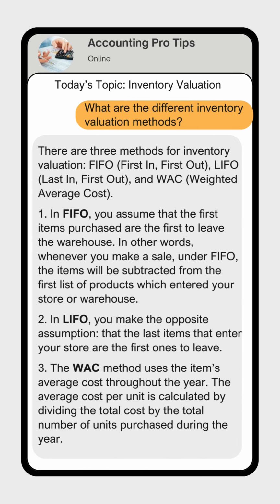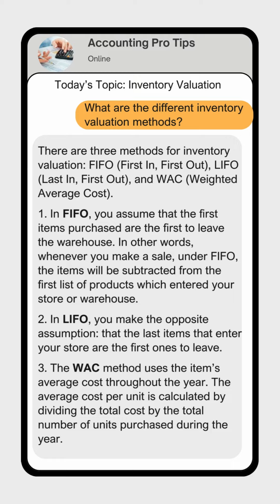There are 3 methods for inventory valuation: FIFO, first in, first out; LIFO, last in, first out; and WAC, weighted average cost. 1. In FIFO, you assume that the first items purchased are the first to leave the warehouse. In other words, whenever you make a sale under FIFO, the items will be subtracted from the first list of products which entered your store or warehouse.